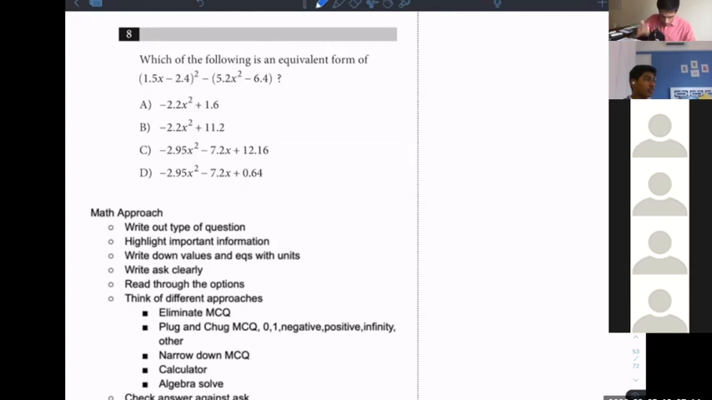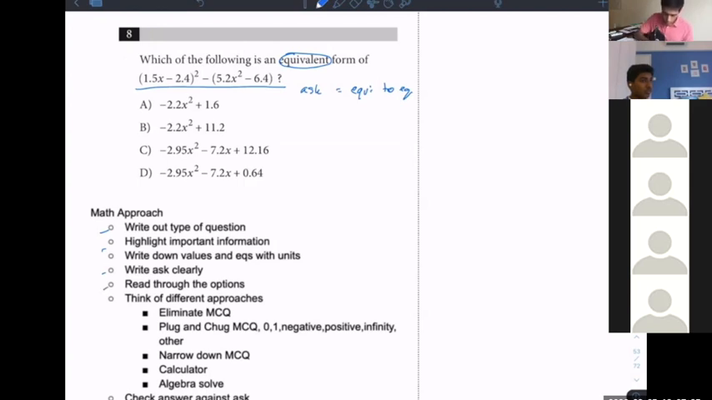Let's review. So the first thing, write out type of question. We don't know yet. Highlight important information. So which of the following is an equivalent form of this equation? Okay, so equivalent. Write ask clearly. So ask is equivalent to equation.